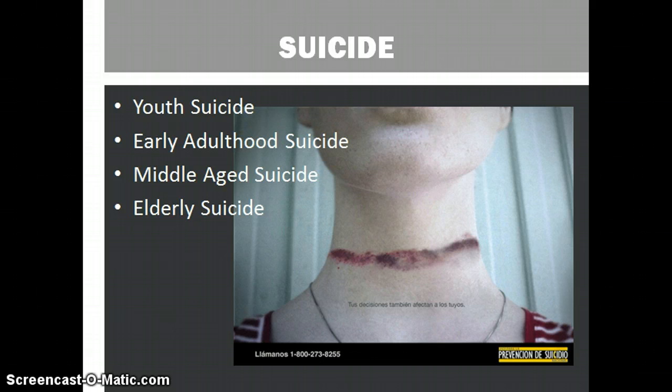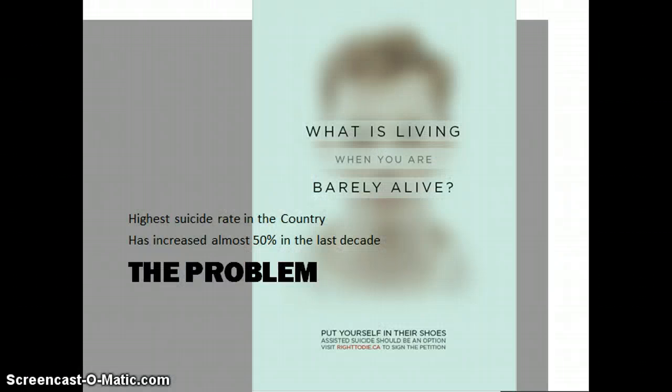And I thought this was really interesting because a lot of the times campaigns for suicide are focused on youth or early adulthood, but rarely on that middle age group, which takes in ages 35 to 65. And so I started researching that a little bit more and found that not only were they the highest, but over the past 10 years, the rate of middle-aged suicide has increased to almost 50%.